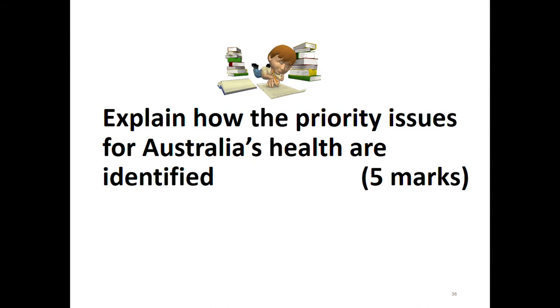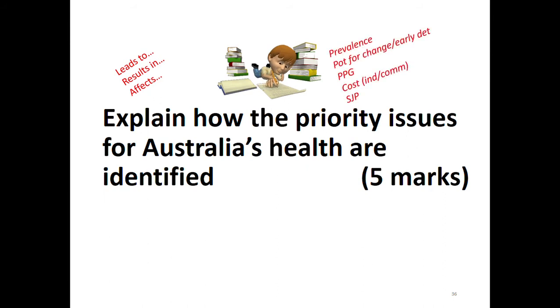All right. So this, I'm just going to finish with this one. So this is: explain how the priority issues for Australia's health are identified. So things we need to do is go for the explain, okay, which of course leads to results in effects. I would expect to see that written above your answer. How the priority issues is the 5 Ps. Okay, priority issues are the 5 Ps: prevalence, potential for change, priority population groups, cost, individual community, and social justice principle for Australia's health are identified.